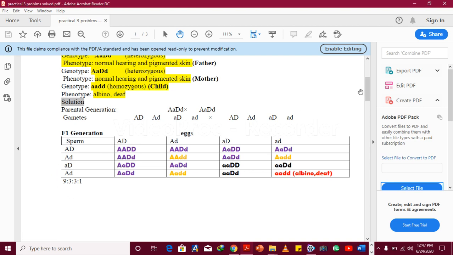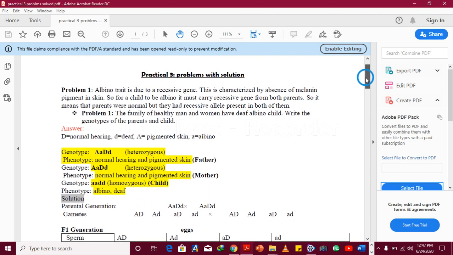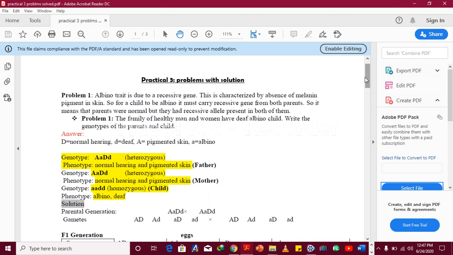So if you are given a question where the father or mother show no albino symptoms, but the child is suffering from this disease, then you have a simple answer to the question: the parents are not suffering from this disease, but they have recessive alleles for it, and that's why it is transferred to the child, because traits get transferred from parents to offspring. So if the parents are healthy, why are the children suffering from the disease? This is because of the recessive alleles present in them.